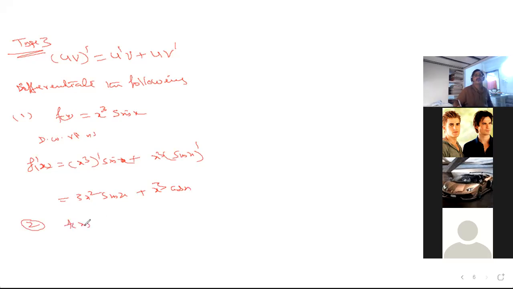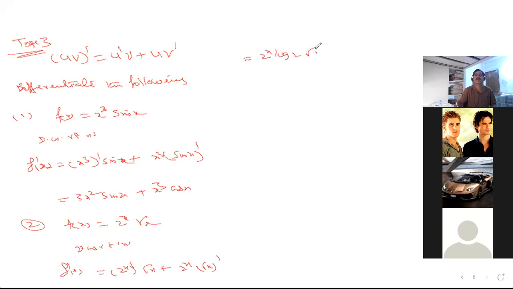f of x is equal to 2 to the power of x into root x. Differentiate with respect to x. f dash x is equal to (2 to the power of x) whole dash root x plus 2 to the power of x (root x) dash. Okay, 2 to the power of x into log 2 root x plus 2 to the power of x into 1 by 2 root x. We got it here.